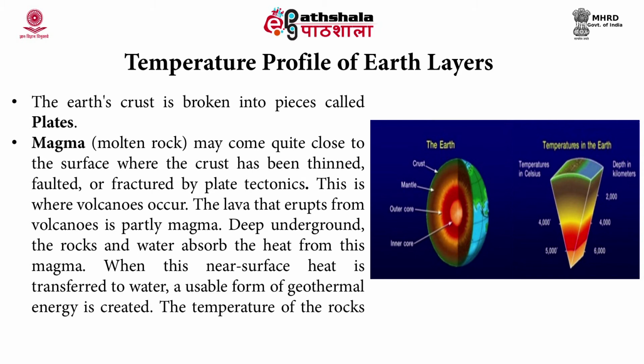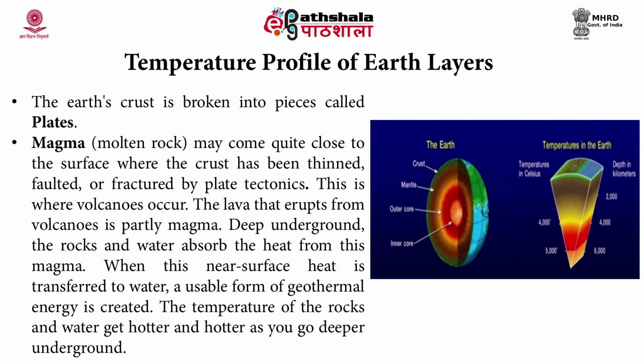Magma, the molten rock, may come quite close to the surface where the crust has been thinned, faulted or fractured by plate tectonics. This is where volcanoes occur. The lava that erupts from volcanoes is partly magma. Deep underground, the rocks and water absorb the heat from this magma. When this near surface heat is transferred to water, a usable form of geothermal energy is created. The temperature of the rocks and water get hotter and hotter as you go deeper underground.